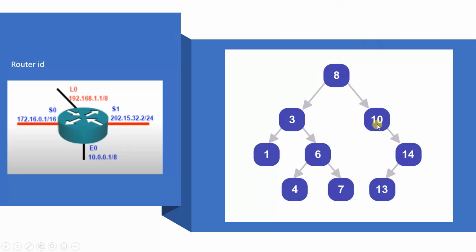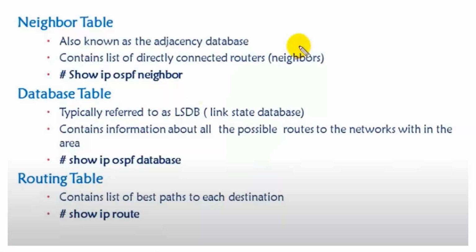Not only is storage a problem, but also each node has to run its Dijkstra algorithm to find its path, that is, the best path. Before going to the area, let's discuss the tables present in OSPF. OSPF has 3 tables, that is, neighbor table, database table, routing table. Neighbor table contains all the information about its neighbors. For example, if router 1 and router 2 are connected directly, then router 1 has router 2 as its neighbor, and router 2 has router 1 as its neighbor.